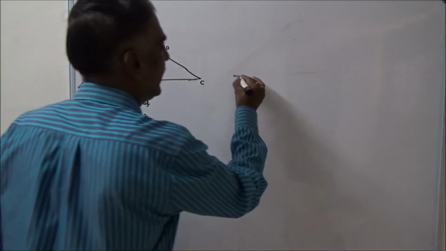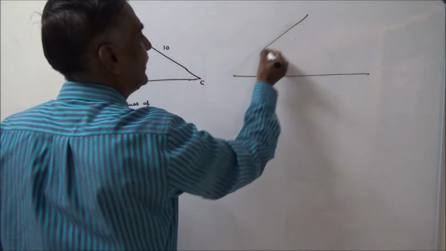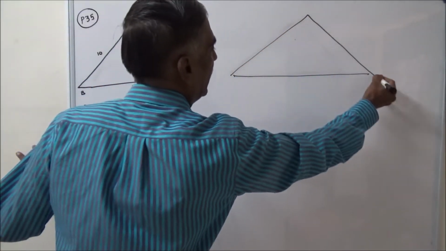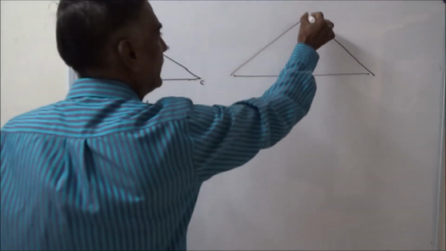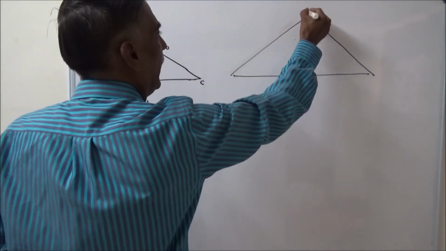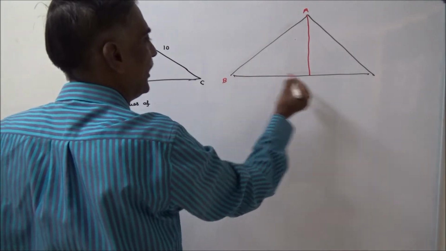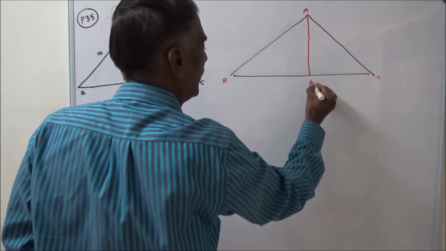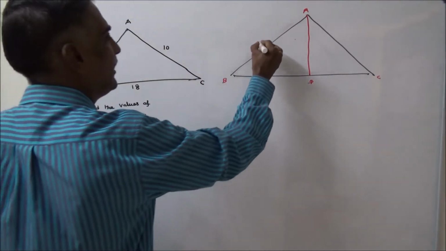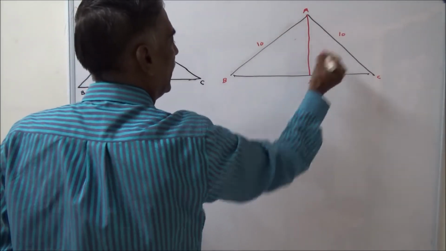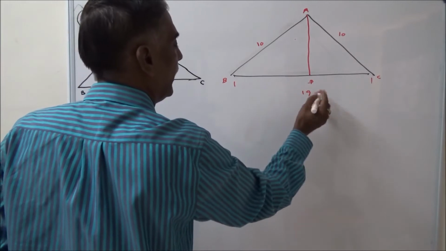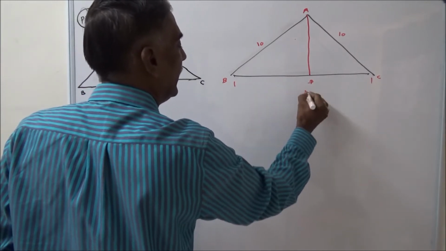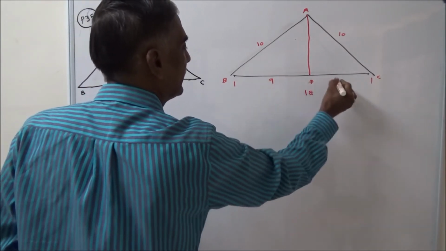I redraw the diagram. This is the isosceles triangle. In the center point, I draw this line. This is A, B, C. So this is D. This value is given 10. This value is given 10. The total BC is equal to 18. This is 9, this is 9.